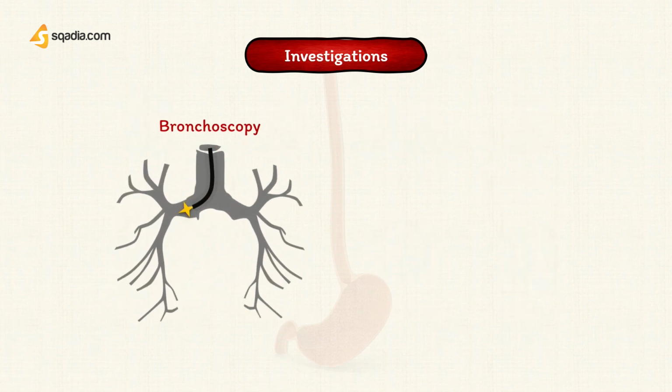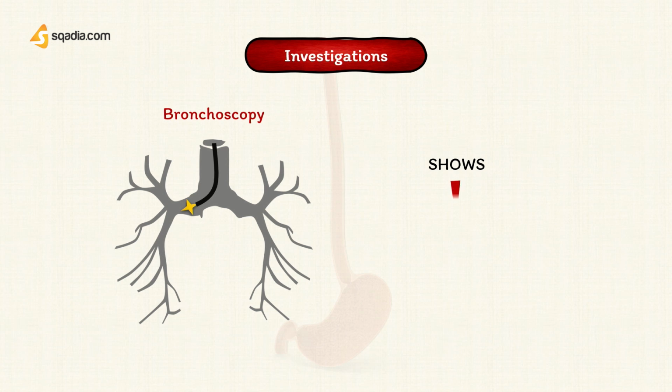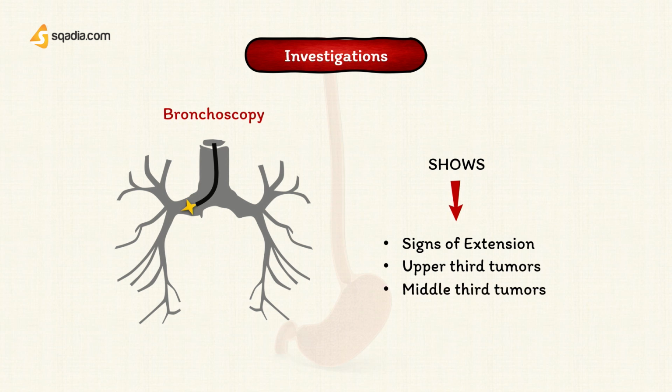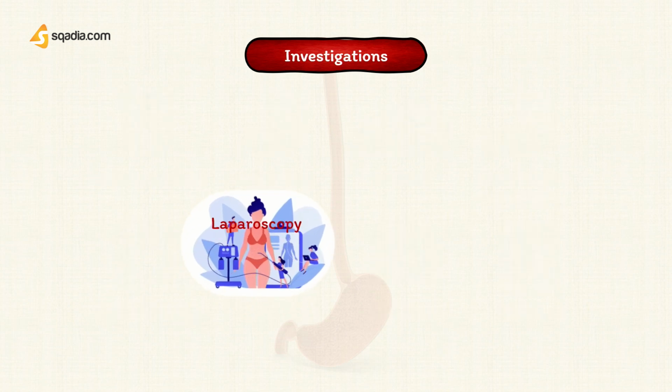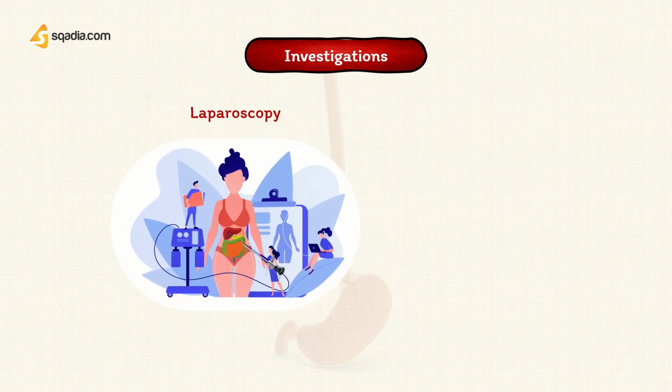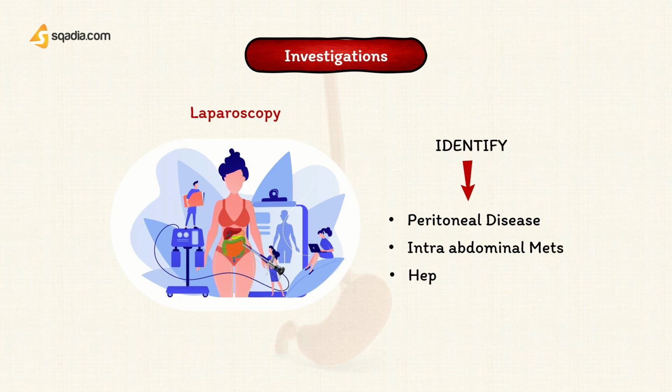Bronchoscopy. Now, this might actually show us the extension into the airway structures. And this is especially important for the tumors that lie in the upper and the middle third of the esophagus. Now, laparoscopy, it sounds a little drastic, but it can be used to identify peritoneal disease, intra-abdominal and hepatic metastases. And it's particularly important for intra-abdominal esophageal tumors.